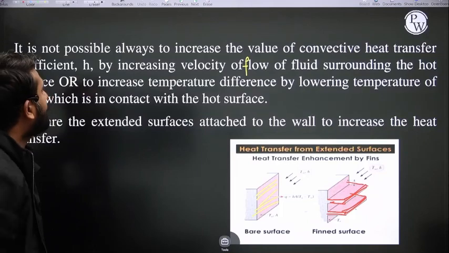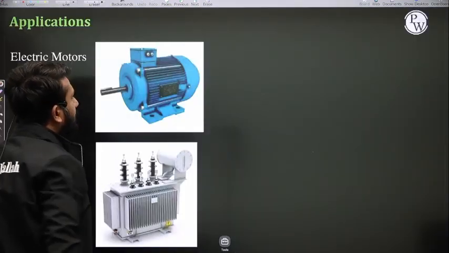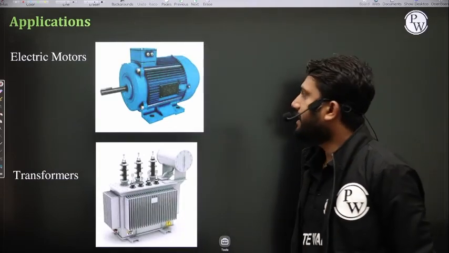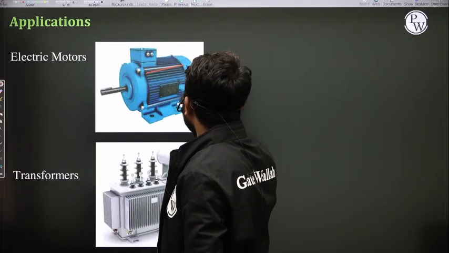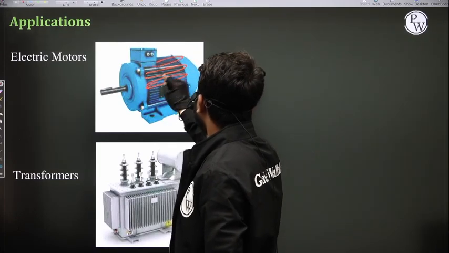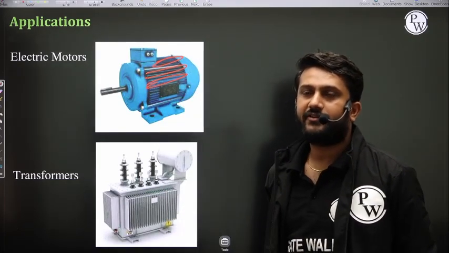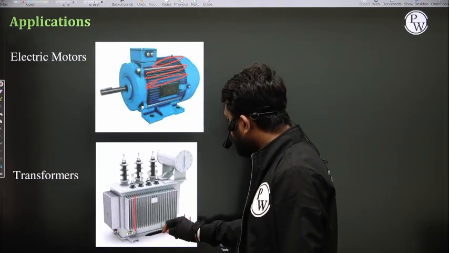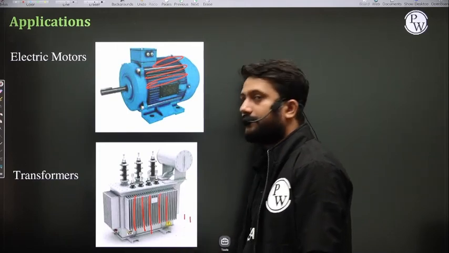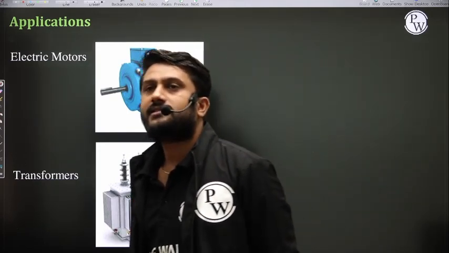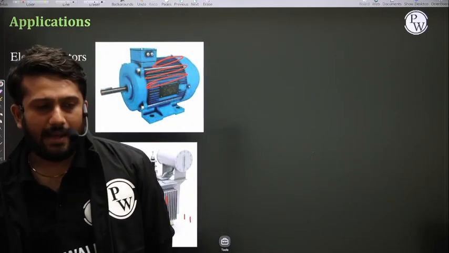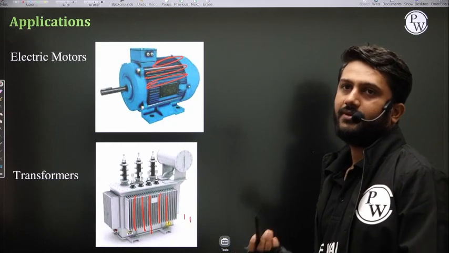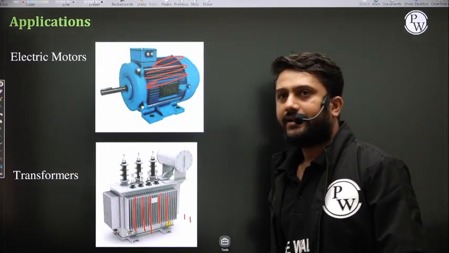Another example: transformer or machine or motor. Electric motor, see. These are the fins, the extended surfaces. In the transformer, see, this is the fin. So these are some applications of the fins. Is it fine?